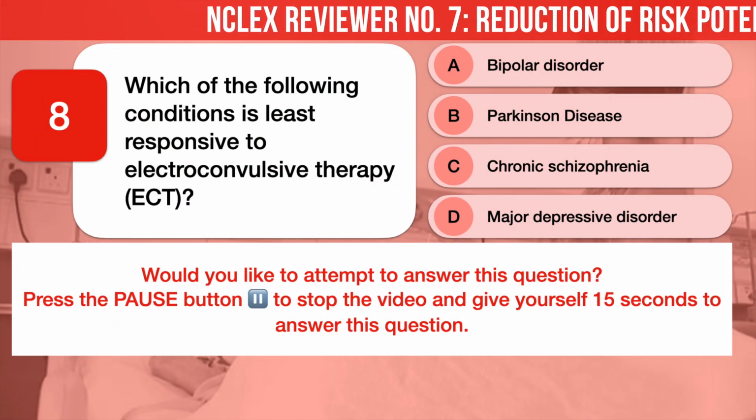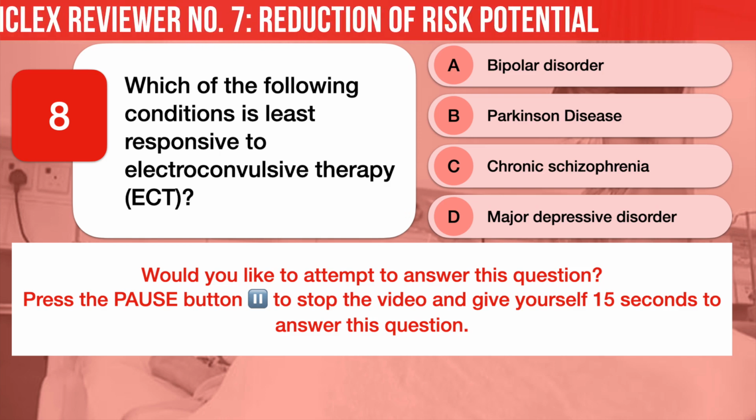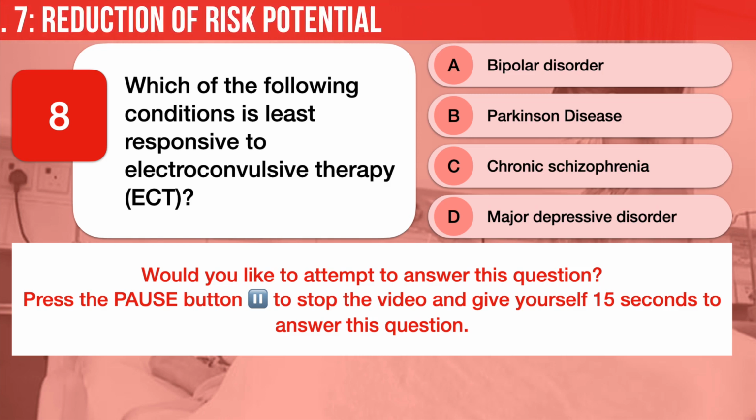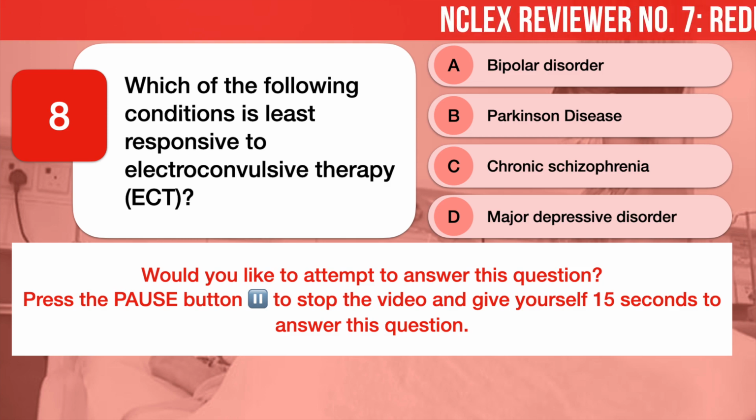Question number 8. Which of the following conditions is least responsive to electroconvulsive therapy or ECT? A. Bipolar disorder. B. Parkinson disease. C. Chronic schizophrenia. D. Major depressive disorder.